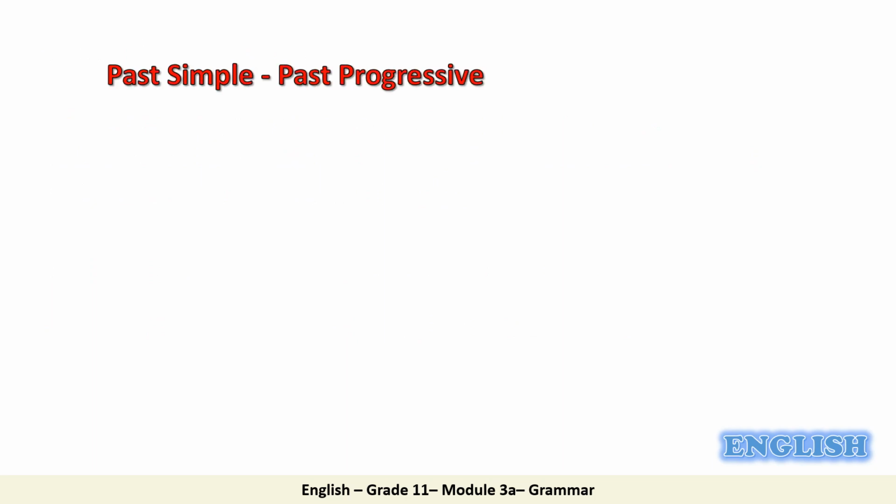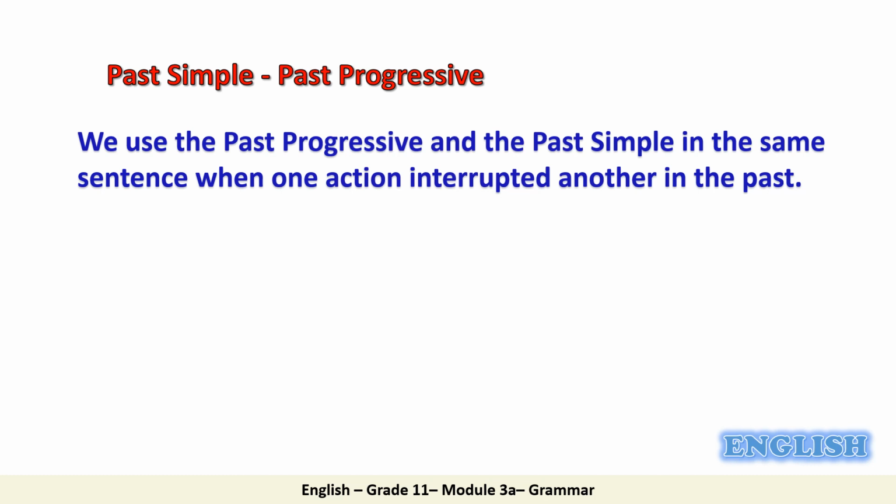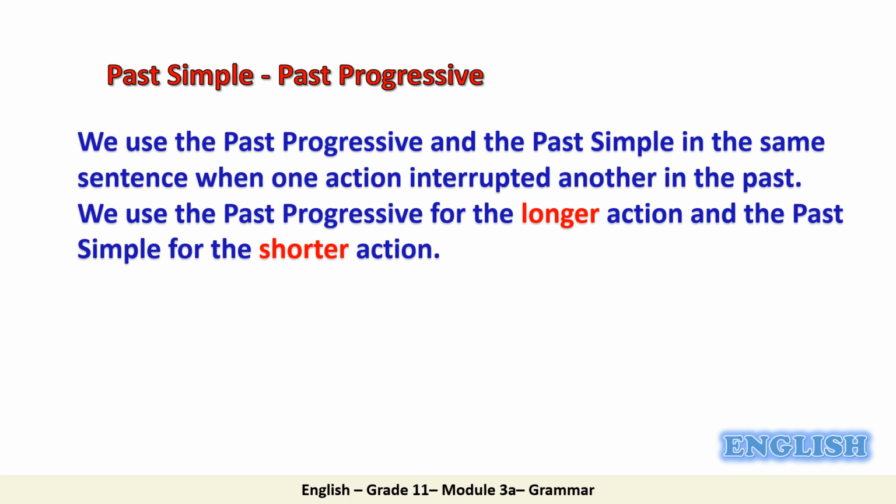Past simple and past progressive. We use the past progressive and the past simple in the same sentence when one action interrupted another in the past. So we use both tenses in one sentence. We use the past progressive for the longer action and the past simple for the shorter action. So we have here two actions. The longer one is used with the past progressive, and for the short action we use the past simple.